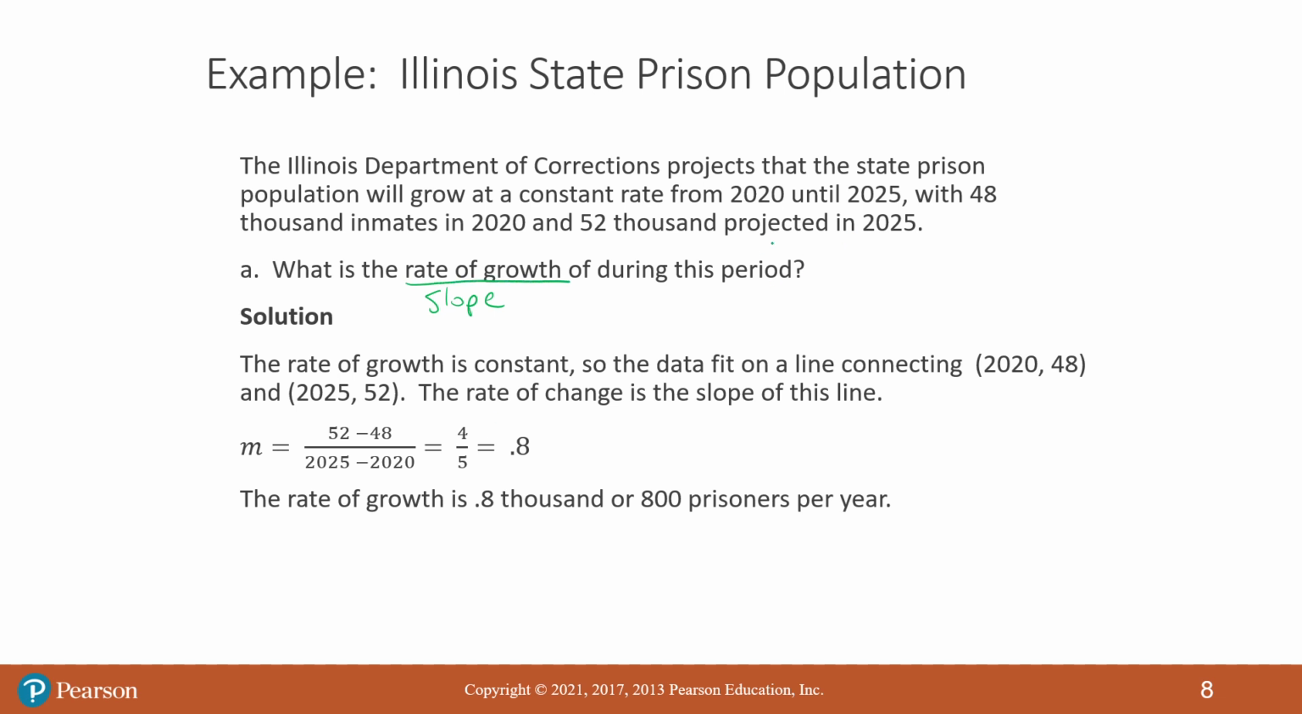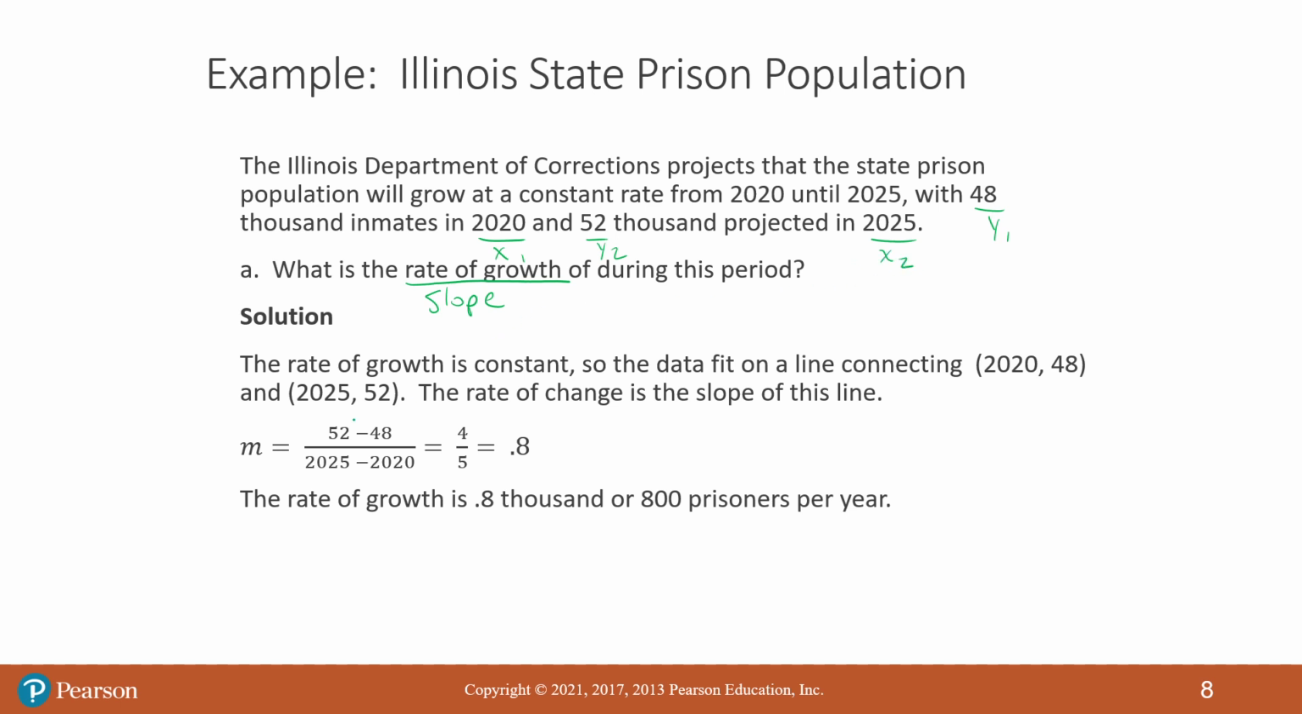Now if we look at this, we've got 48,000 inmates in 2020. And then 52,000 projected in 2025. Now what we have to determine is which one of these is your X and which one is your Y. The Y in this situation is going to be the thousands of inmates. The X is going to be the year. X is typically year. So 48 is going to be your Y1, 2020 is going to be your X1, 52 is going to be your Y2, and 2025 is going to be your X2.